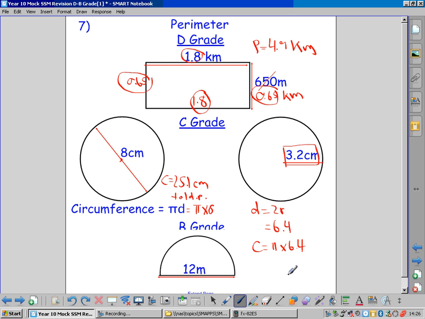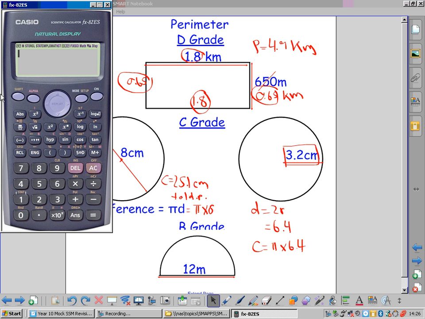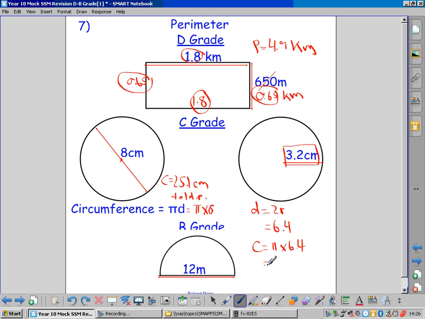Substitute 6.4 in for the diameter. Pi times 6.4, 20.1 centimeters to 1 decimal place. Find the circumference given the radius, double the radius first.